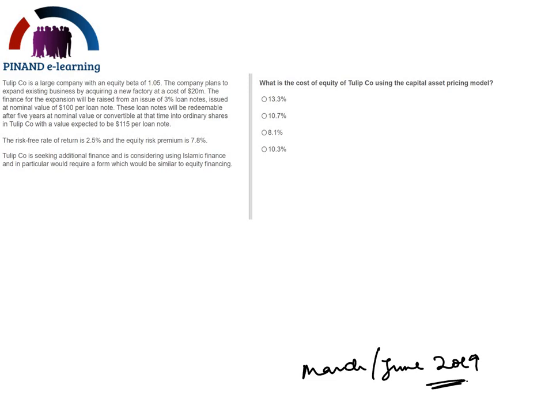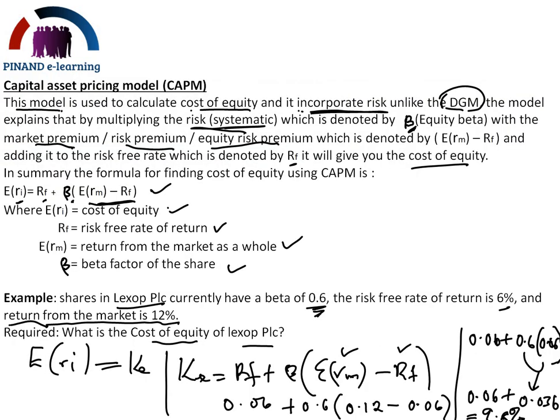Let's see. It said Tulip Co. is a large company with an equity beta of this. This is the beta. Remember, it's the equity beta. That's what we said here. Equity beta. Let's go back to the question.